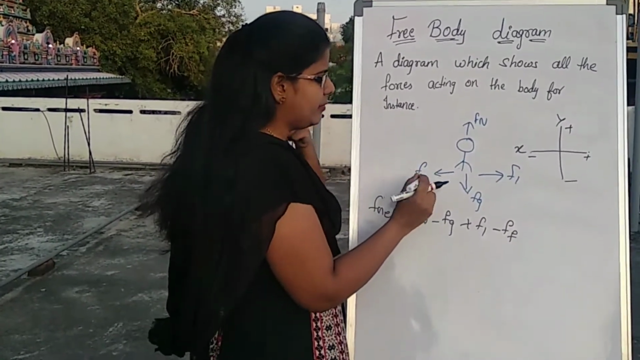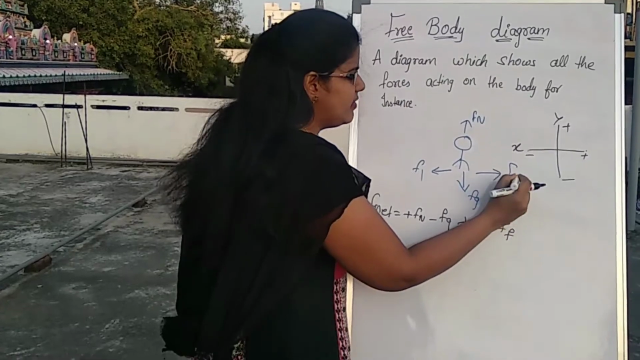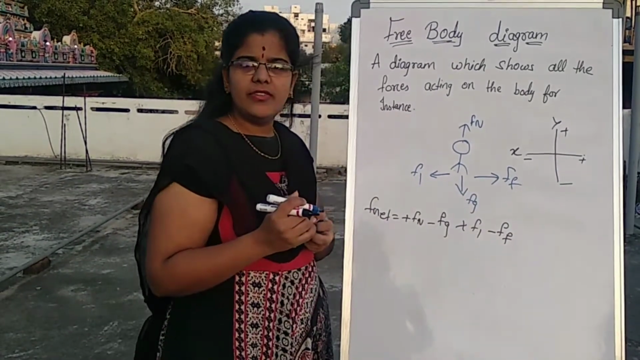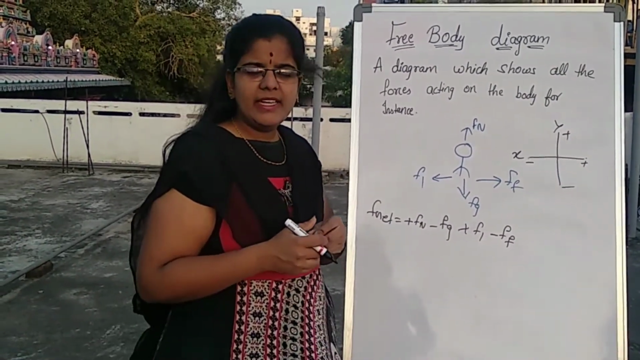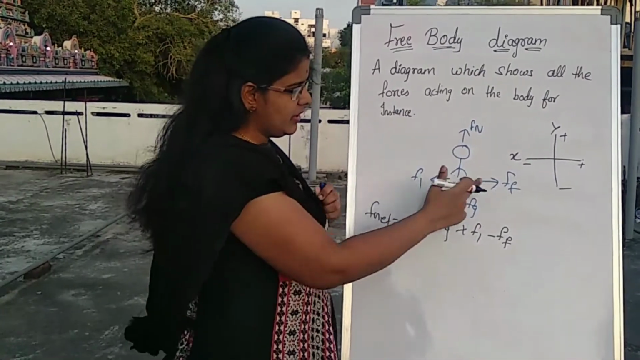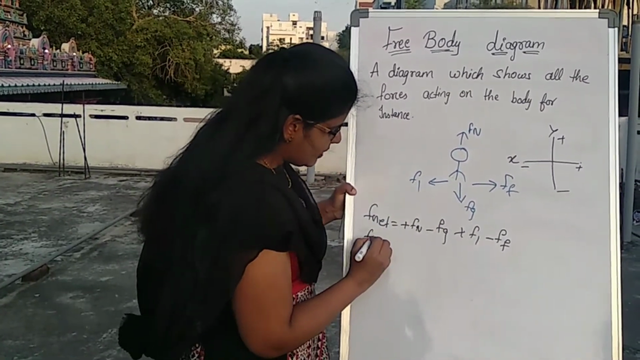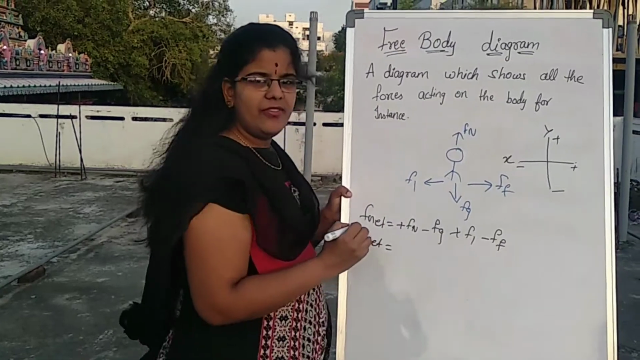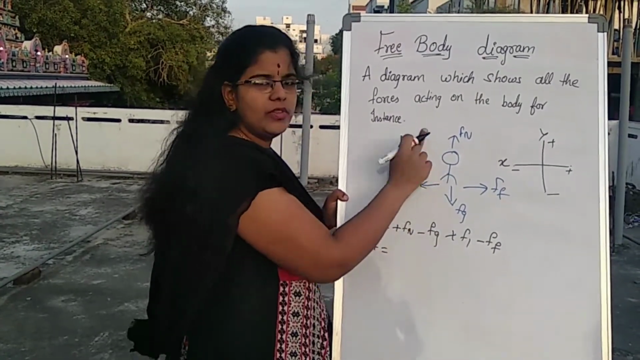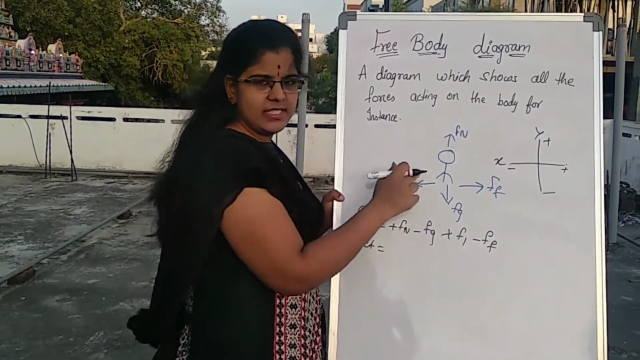So this will become F1 and this one will become F of F, because both will be acting in the opposite direction. So that's why it will become like this. Now what happens to the F net then? F net is equal to, so these both will not change. Both the directions are same.